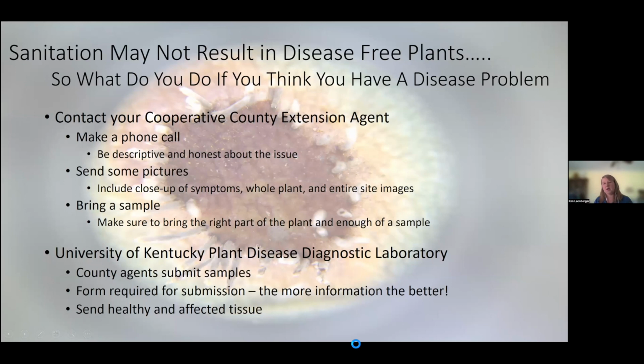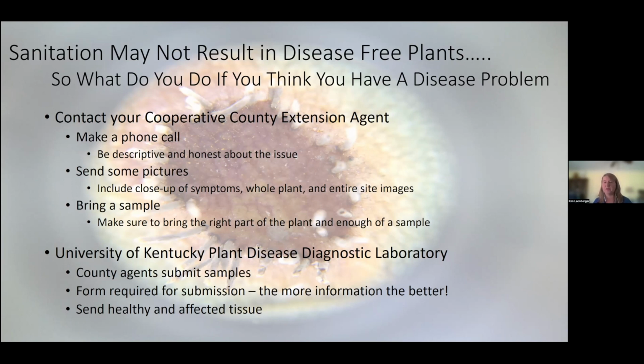So as I mentioned before, sanitation may not eliminate disease. Disease may still occur. So what do you do? Because most of the time, we don't know that we're going to have a disease issue. So when it pops up, we kind of get stuck. We can recognize that there's a problem, but we don't know where to go next. So here's some guidance. One, contact your county extension office. County extension agents across the state have participated in our trainings.